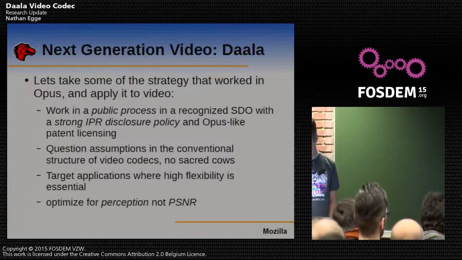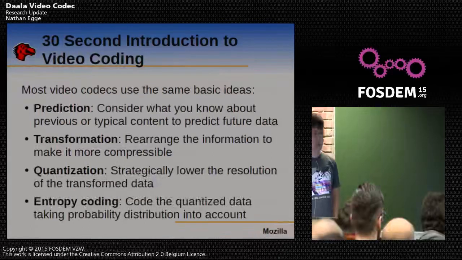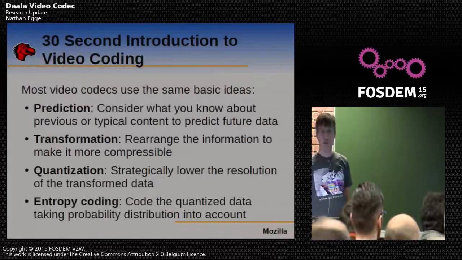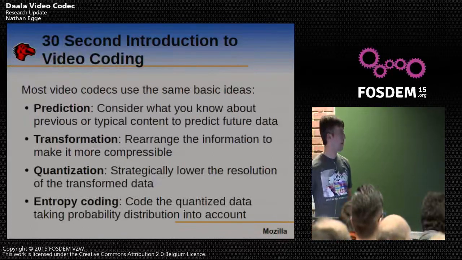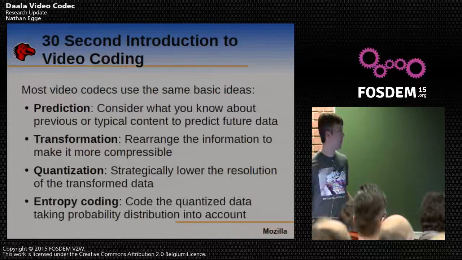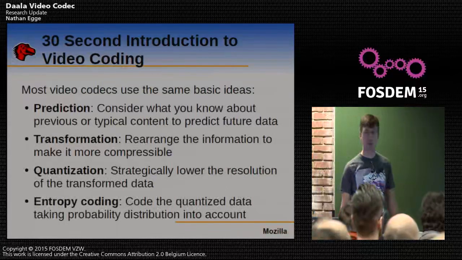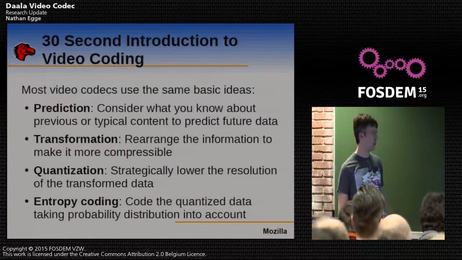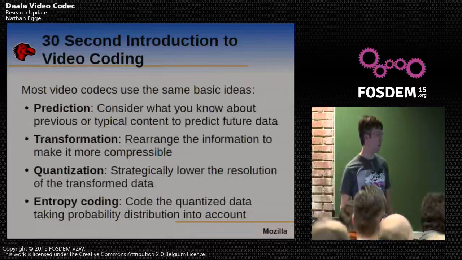OK. And so very quickly, I'm going to give you guys an overview of how video codecs work. There are four main parts to video codecs that pretty much all codecs have to do. There's prediction, considering what you already know about a scene when coding the current scene. Transformation, so you rearrange all the data so that it's in a more compact form. Quantization, lowering the resolution of the transform data. And then entropy coding.